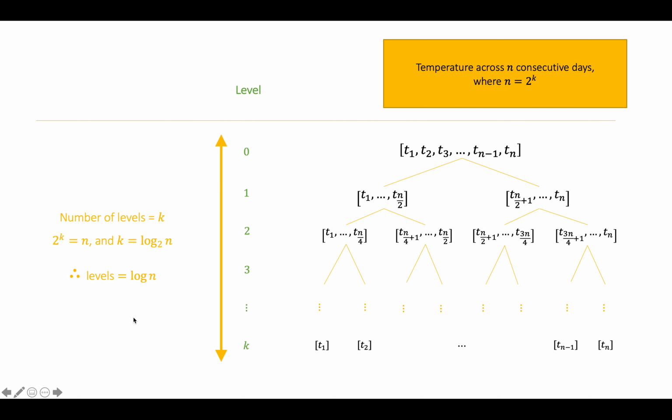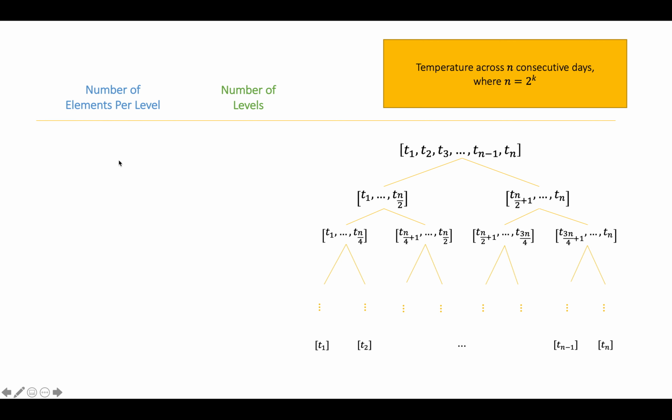So now we're all done. We have the number of elements per level and the number of levels. Now we just need to multiply these, and we have our space complexity. n elements times the log of n levels, and therefore our space complexity is n log n.